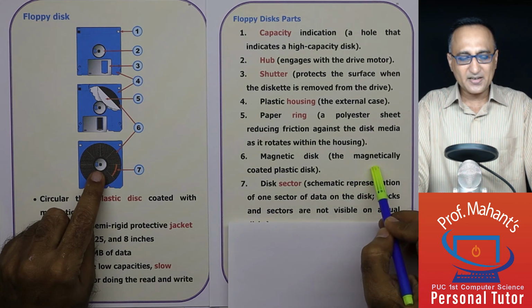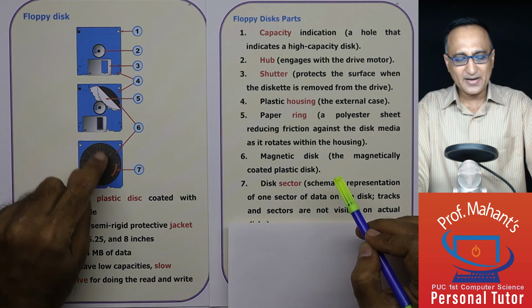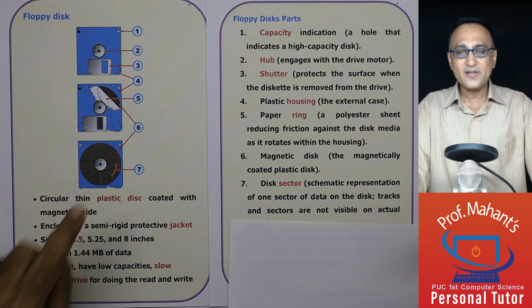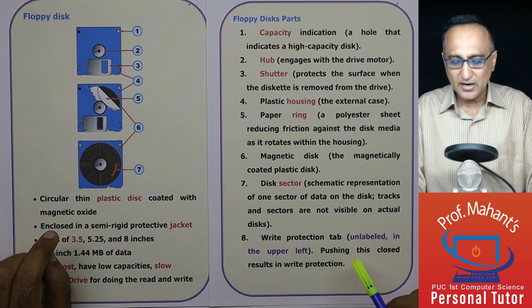Now if you look at it here, number 6 is this black fellow here. It is the magnetically coated plastic material. Okay, and you can see there are a number of tracks and sectors. These are only for your understanding, and tracks and sectors are not visible on the actual floppy disk.